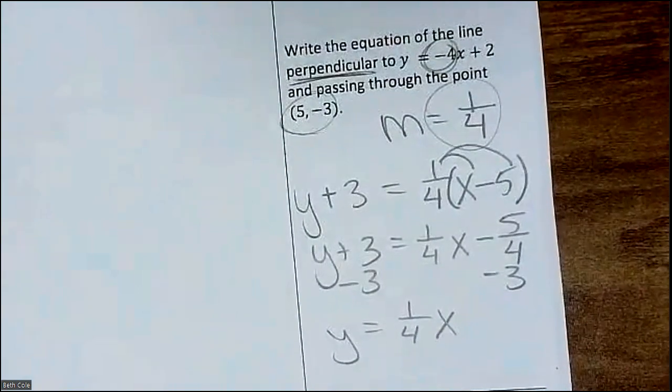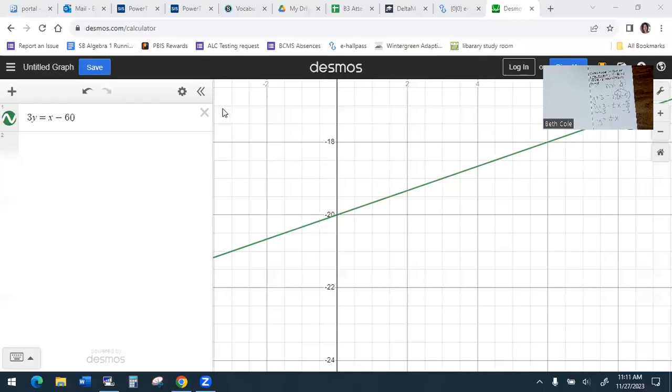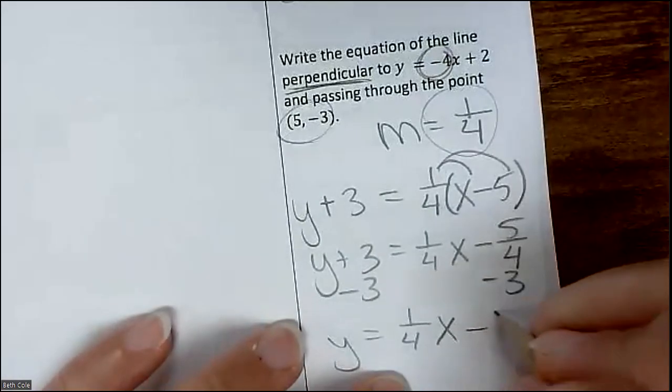Actually, I will show you that in the calculator so that you understand what buttons to press. It'd be y equals 1/4 x, and then I'm going to type -5/4, and then -3. To turn that back into a fraction, it's this little blue fraction button. So there it is, -17/4. So just put it in the calculator.